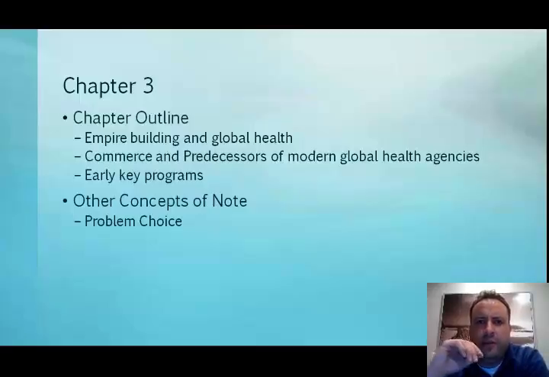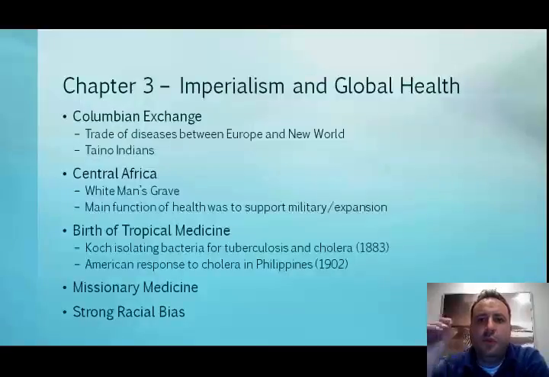Also, on that first page, you're going to notice the concept of problem choice, which is what it sounds like, picking a problem. When you have so many problems in an area and so many things that need addressed, how do you choose given the resources that you have? So starting off with imperialism.